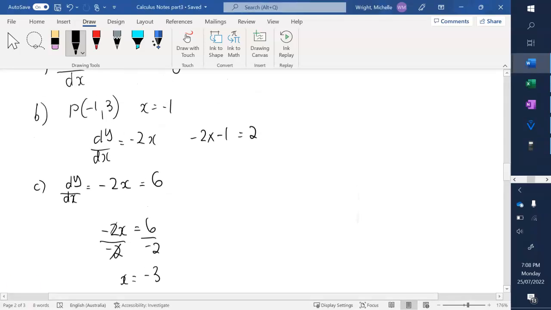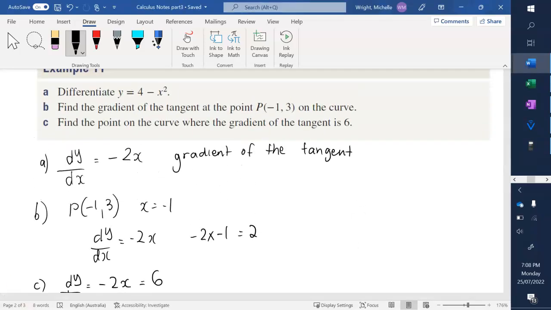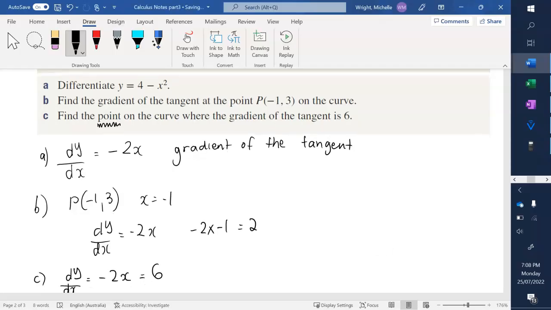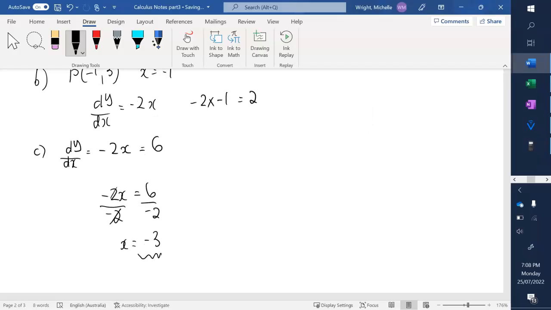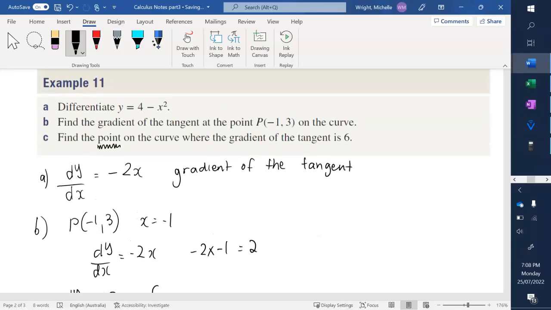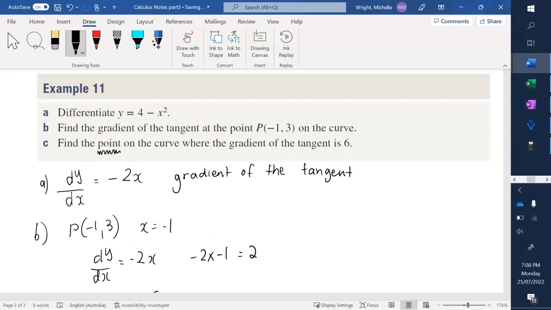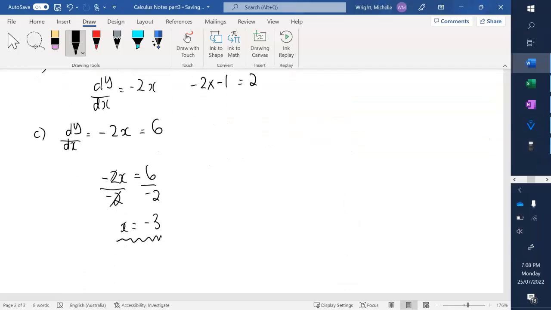Okay, now let's just double check the question. The question says find the point. We haven't found the point. We've only found the x coordinate, so we need the y coordinate as well. So we've got the x here. We want to find y. We're not going to substitute it back in here. We're going to substitute it back into our original function. Our original function was y equals 4 minus x squared.